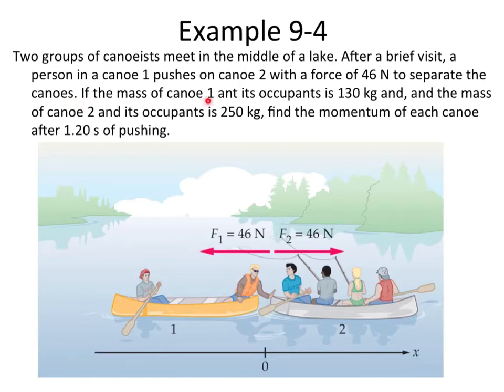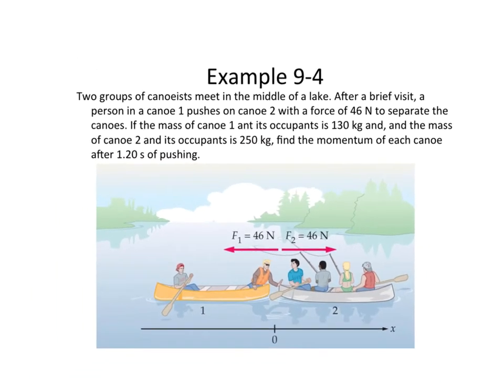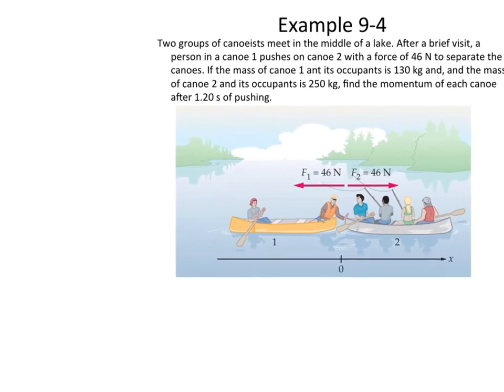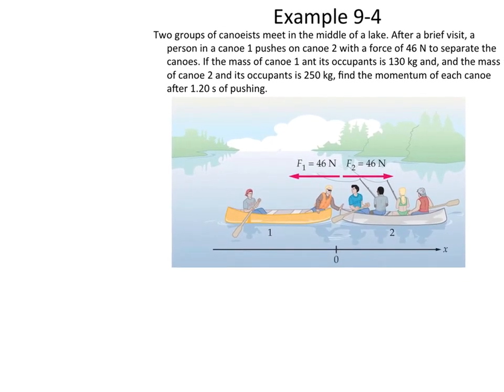Canoe 1 and its occupants has a mass of 130 kilograms. Mass of canoe 2 is 250 kilograms. We want to find the momentum of each canoe after 1.2 seconds of pushing. All right. So I think the previous time we did this, we found the final velocity or something like that, or the acceleration maybe, but we're going to find the momentum right here. So I'm going to resize this a little bit.